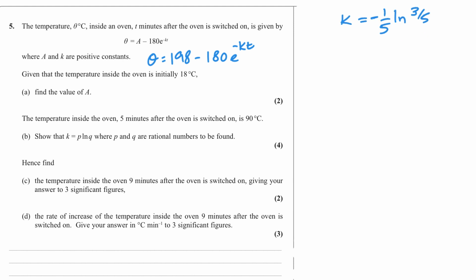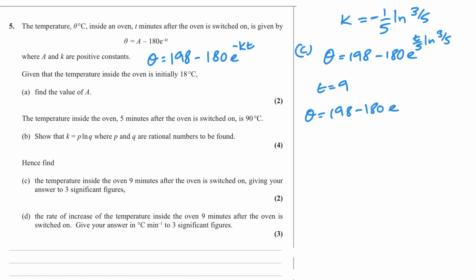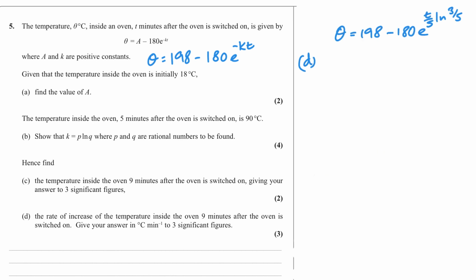So here we now have our formula, and when t equals 9, we just need to substitute that into our new formula. And here we get 126.2, and it wants it to 3 significant figures, so 126 degrees Celsius. Okay, and then finally part D is a rate of change in temperature.